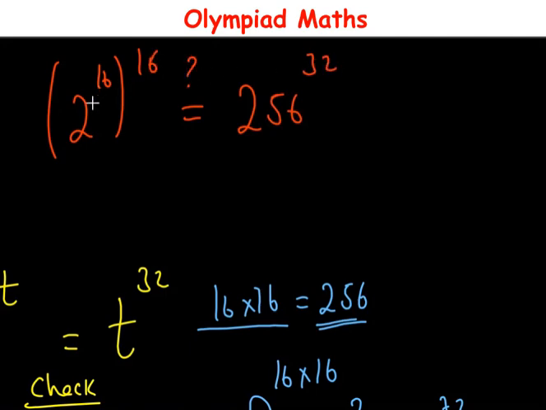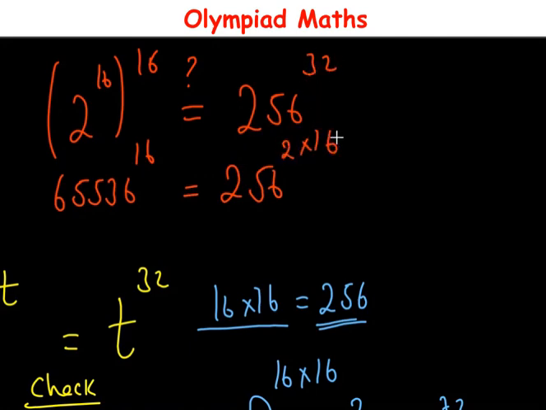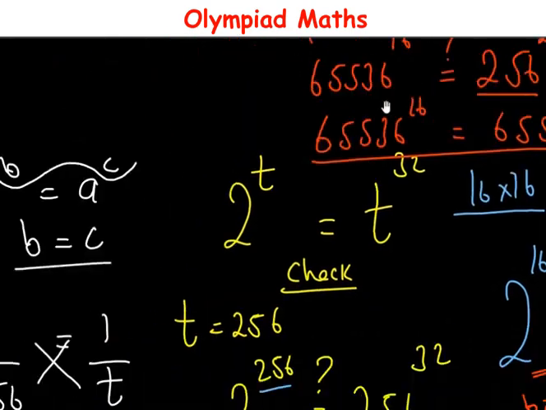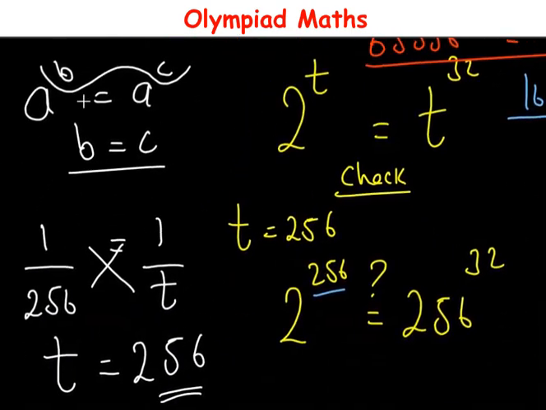Now the value of 2 raised to power 16 is 65536 raised to power 16, with this equal 256 raised to power 32. Now 32 can be written as 2 times 16. Okay, so with this equal, question mark. Now from here, 65536 raised to power 16 is equal to 256 squared, is equal to 65536 raised to power 16. So as you can see, this means that the value of t that we got right here as 256 is the correct solution.